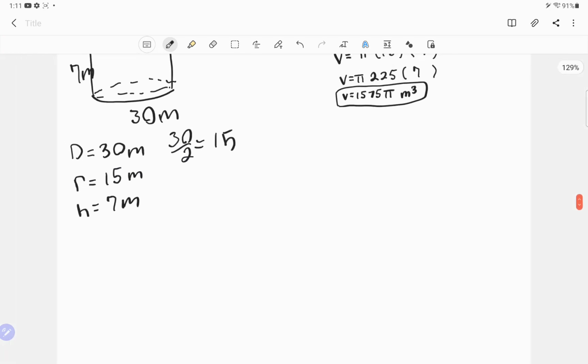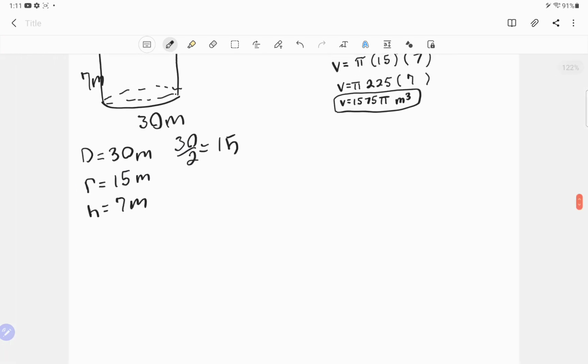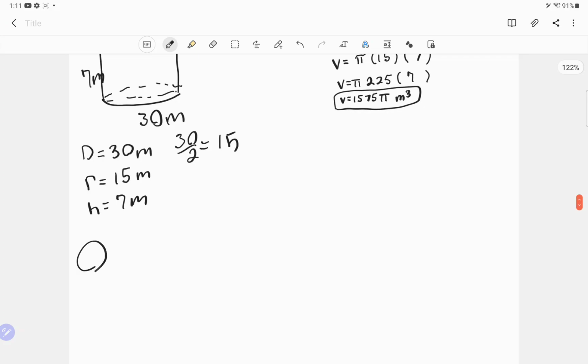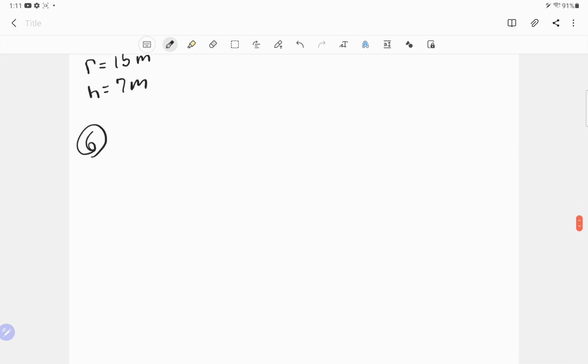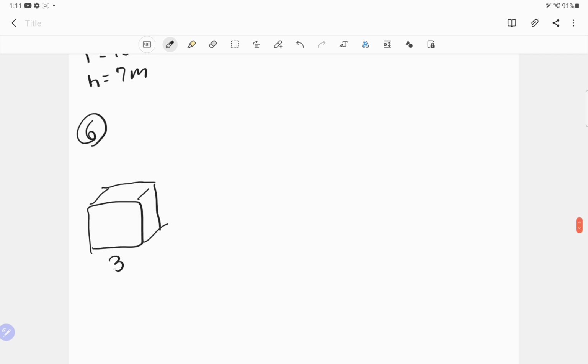So that's the fifth one. That's my sixth problem. Now for number 6, all we're going to do here is just multiply this bad boy. If you look at number 6, you're going to see that you have kind of a prism. You're going to have your values as follows. Your base is going to be 3, your width is going to be 6, and your height is going to be 9 yards.